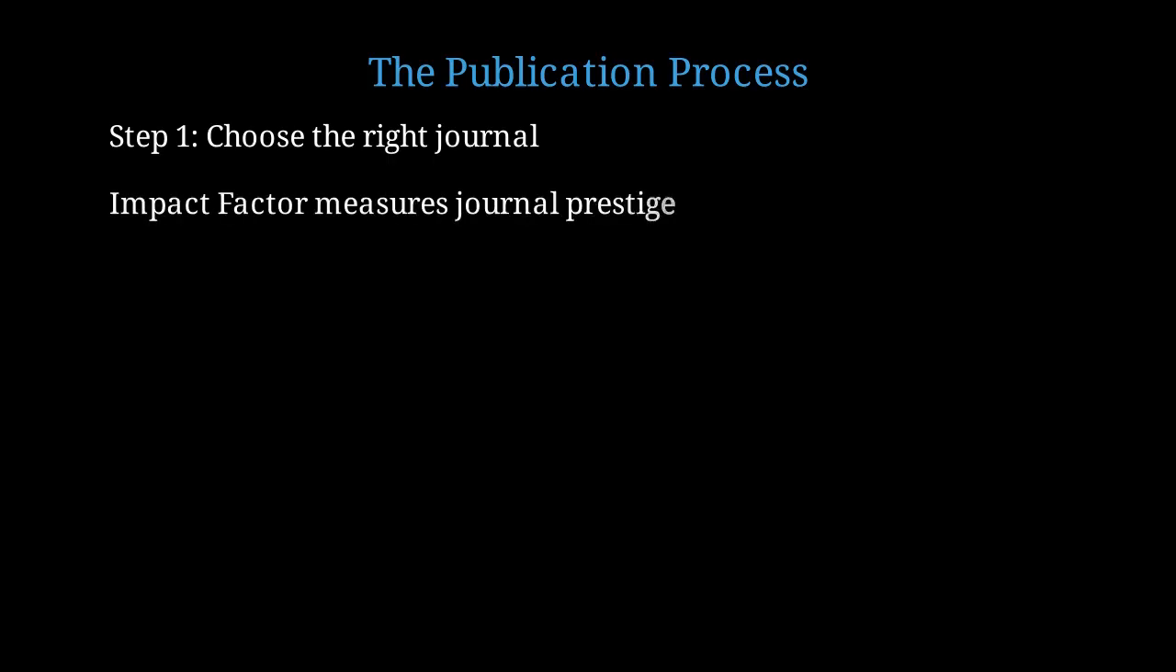Now let's talk about the publication process. This is where your paper meets the world. Step 1. Choose the right journal. Consider the journal's scope, impact factor, and audience. The impact factor is a metric that measures how often papers in that journal are cited. Higher impact means more prestige.